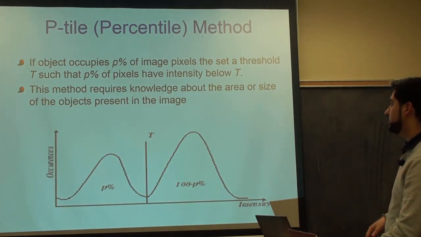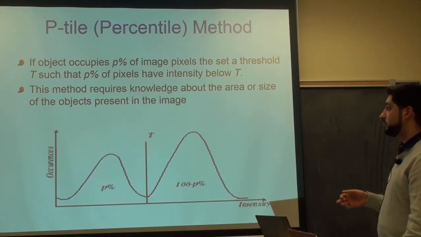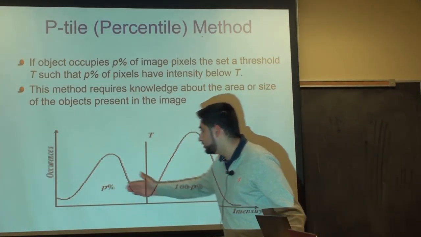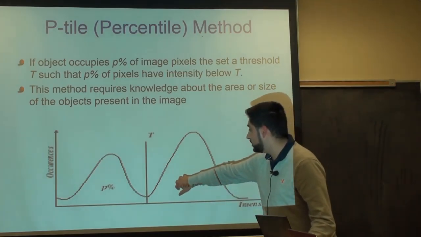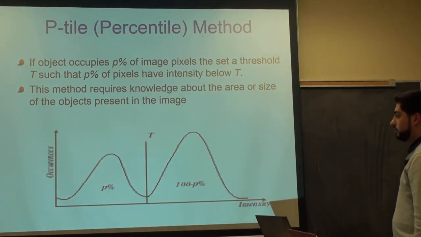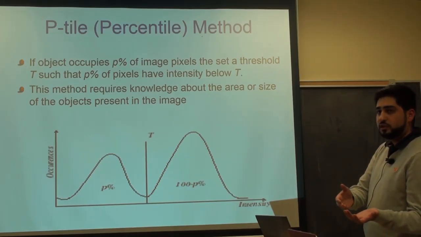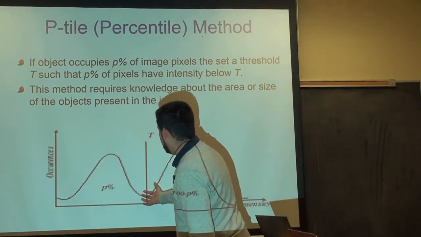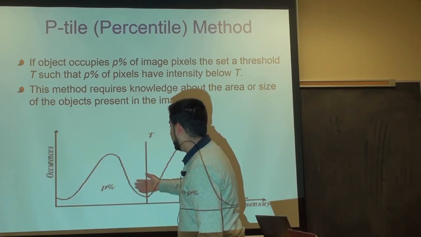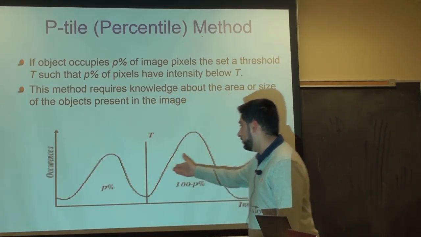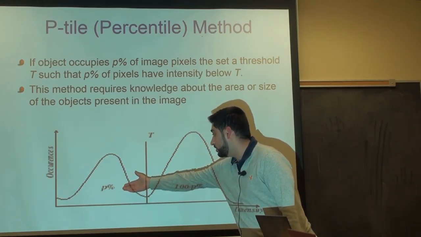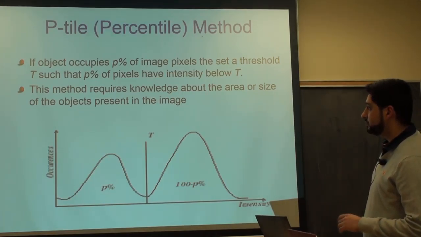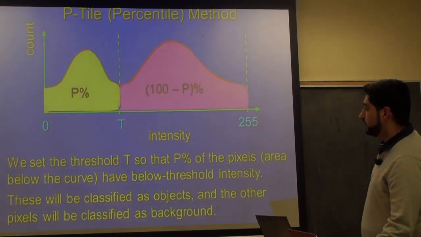So the first one is percentile. Also, this one requires some prior knowledge of the image. Basically, you say I have this percentage of the image representing the background, and this percentage representing the foreground. Like I said, I have 50% object, 50% of the intensity. This is the histogram. You find the probability for each bin and add them together. Then you specify your cutoff. You say 50 or 30% will be object or background, and the other will be the rest, based on some knowledge of the image and its size. And this is saying the same thing.